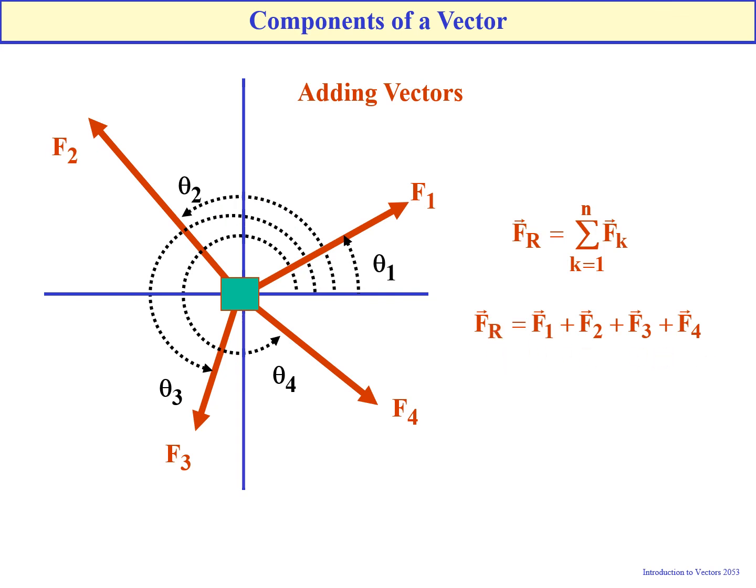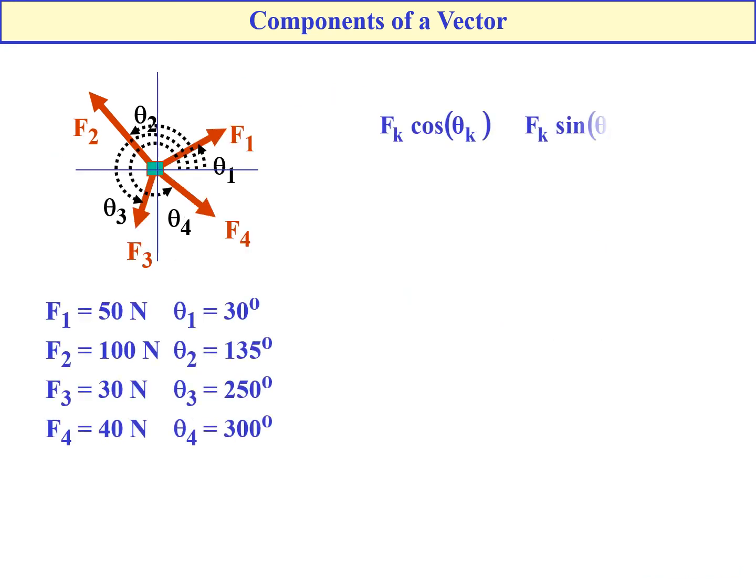All right, so vector addition is not taking the numbers and adding them together. You've got to figure out the components in the X direction and the components in the Y direction and add each component together. So we have each force: 50 newtons at 30 degrees, 100 newtons at 135 degrees, 30 newtons at 250 degrees, and then 40 newtons at 300 degrees. All of these angles are measured from the positive x-axis. So from the positive x-axis, you go around counterclockwise until you get to the vector itself. That's going to be the angle used.